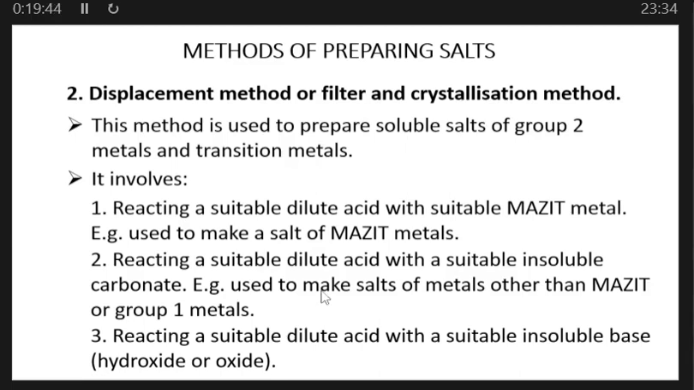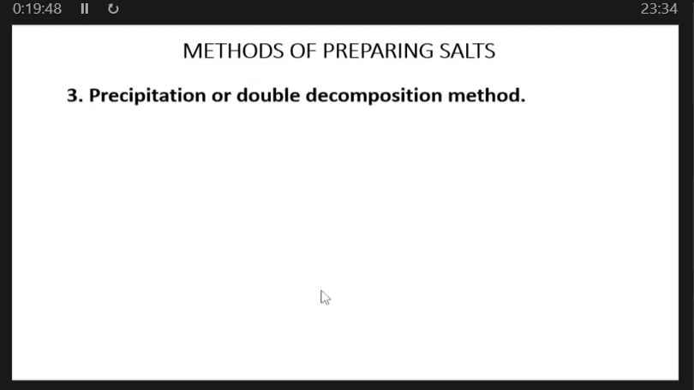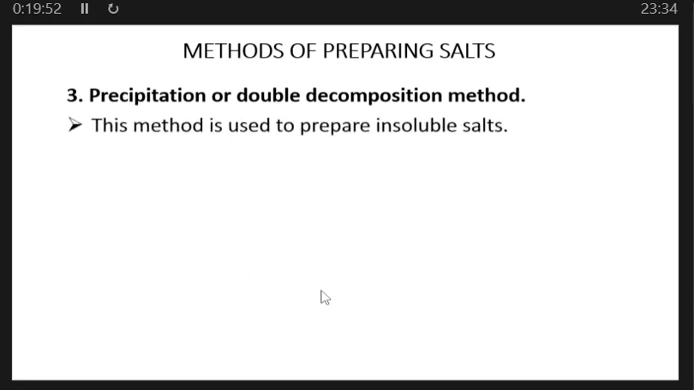All right, so let's look at the last method here, which is precipitation or double decomposition. So this method is used to prepare insoluble salts. Now you see one method has come out, so easy to remember. So one method has come out, which is precipitation or double decomposition method, as a method used to prepare insoluble salts.